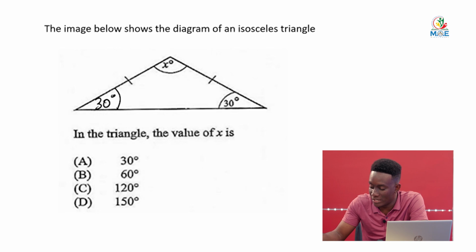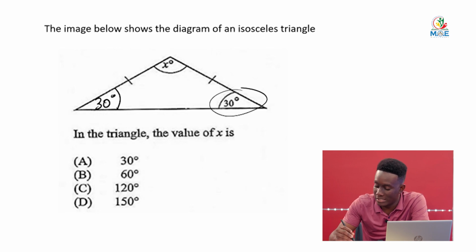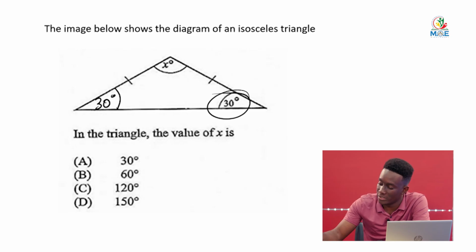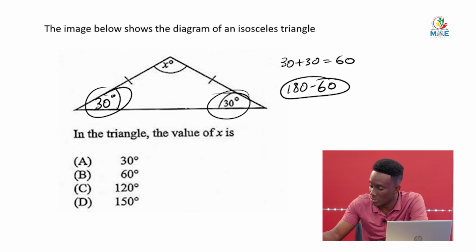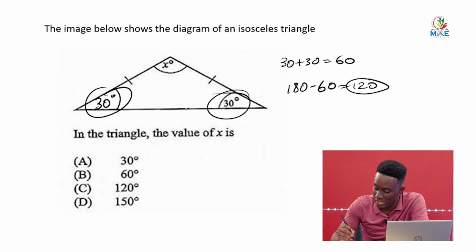So to find angle x, we add up this angle here and this angle, and then we subtract it from 180, because we know the total sum of angles in a triangle is 180. So we add 30 and 30. 30 plus 30 will give me 60. And I subtract this from 180. So 180 minus 60 would give me 120 degrees. So I know angle x has a value of 120 degrees, which is C.